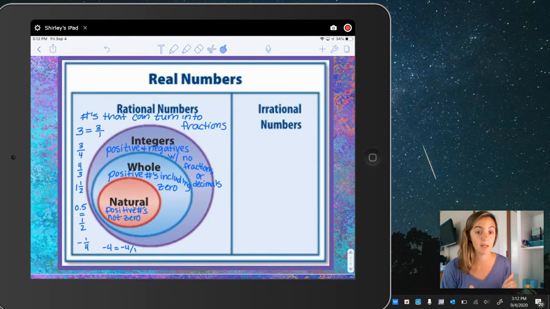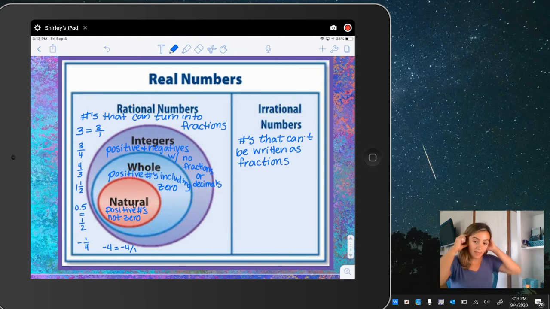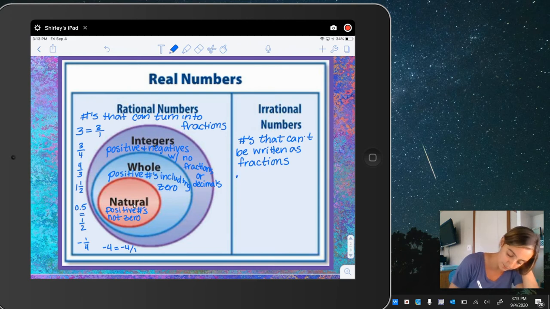That moves us now into talking about irrational numbers. So if a rational number is something that can be written as a fraction, that also means that irrational numbers are numbers that can't be written as fractions. Okay, so what that means, that if I'm looking at decimals, I know it's an irrational number if it's a decimal that does not end or repeat.